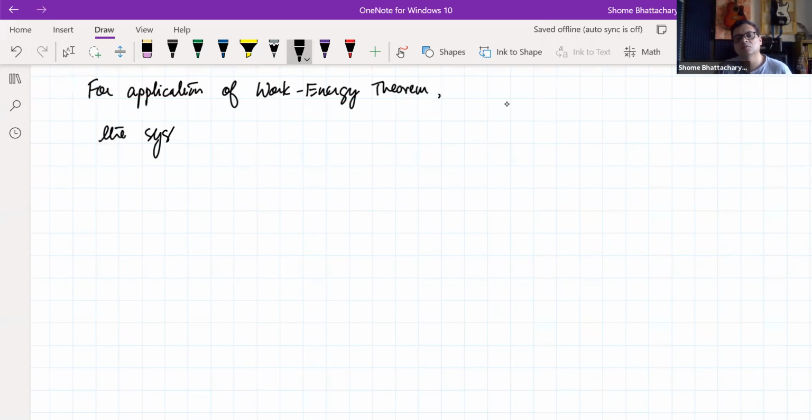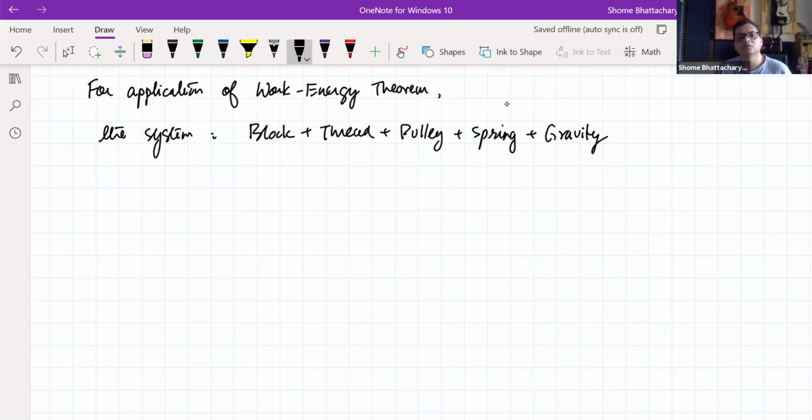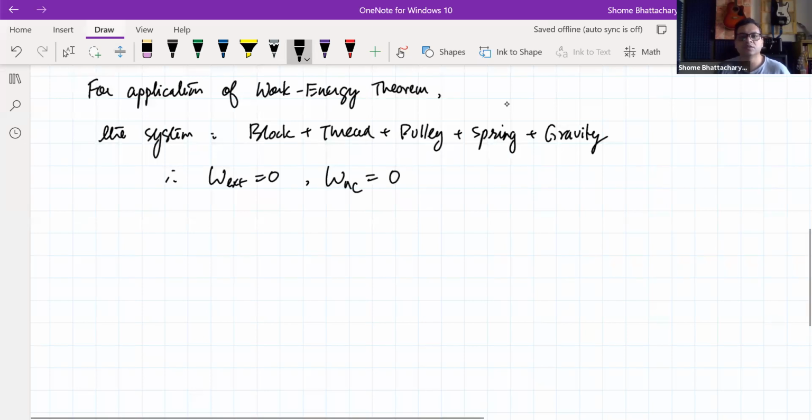The system is the block plus the thread plus the pulley plus the spring plus the gravitational field of the earth. If we take that as a system, then what will happen? The work done by any external forces is zero, because the only external forces are like the forces acting through the clamp of the pulley and things like that, which are not doing any work. Okay, and there are no non-conservative forces because obviously we're not considering any air resistance type of force over here. So these two things happen. So first of all, this simplifies the situation.